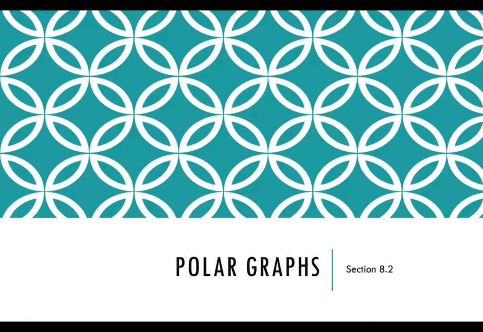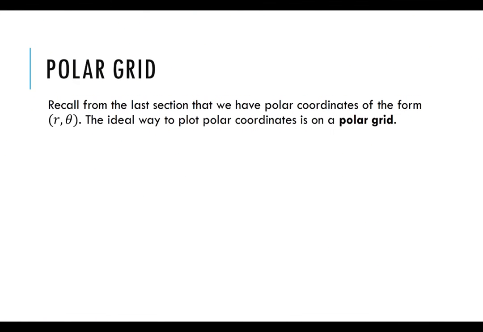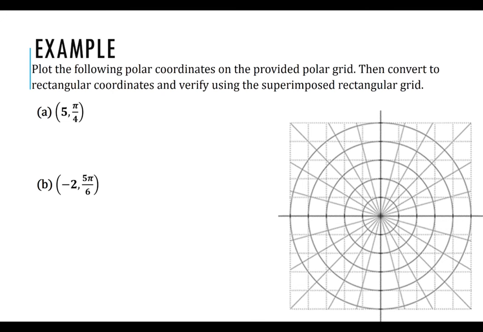Section 8.2, Polar Graphs. We're going to work on the polar grid. We're going to do exactly what we did previously, but please recall that from that last section, we have these things called polar coordinates, which are of the form r theta. And the ideal way to plot polar coordinates is on a polar grid. And so let's remind ourselves how to do that.